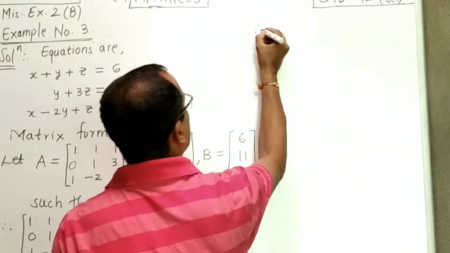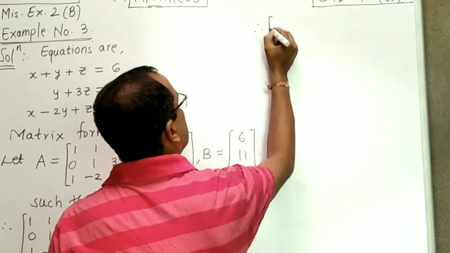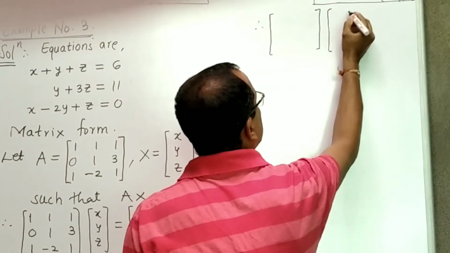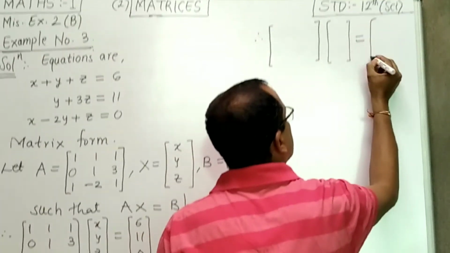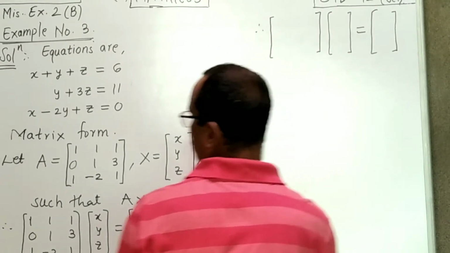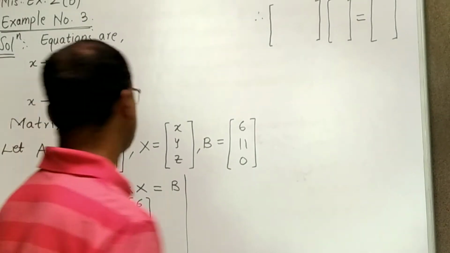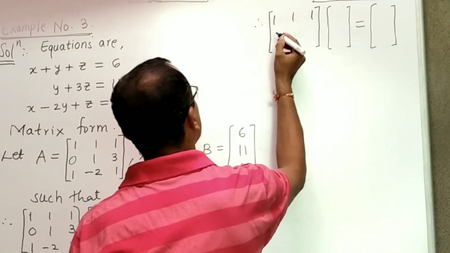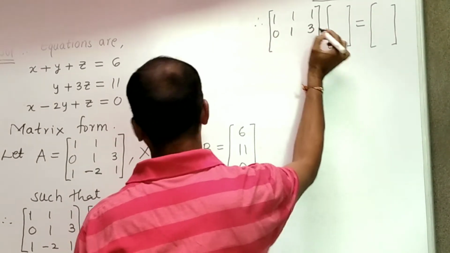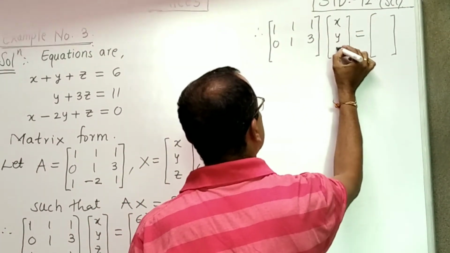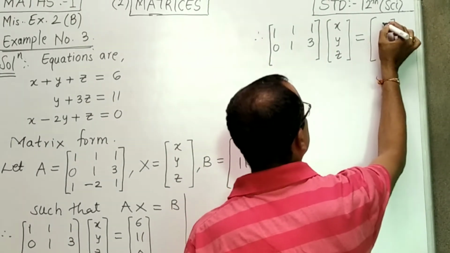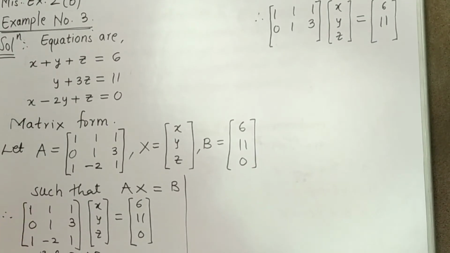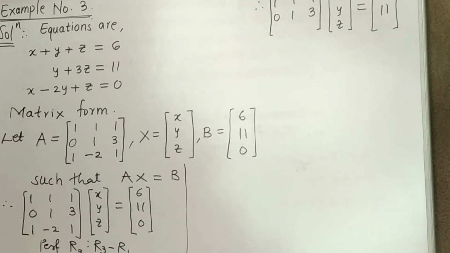Therefore the matrix equation is converted as, here first row and second row remain the same. That is, first row is 1, 1, 1. Second row is 0, 1, 3. This matrix is x, y, z, and the right hand side matrix is 6, 11 in the first row and second row. We change row number 3, R3, accordingly R3 minus R1.